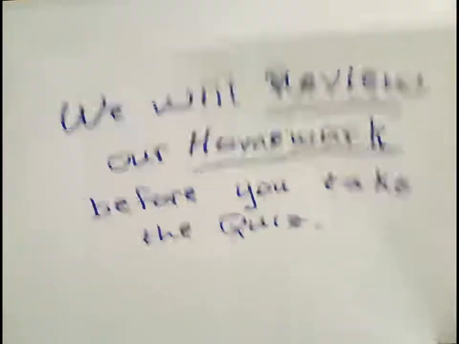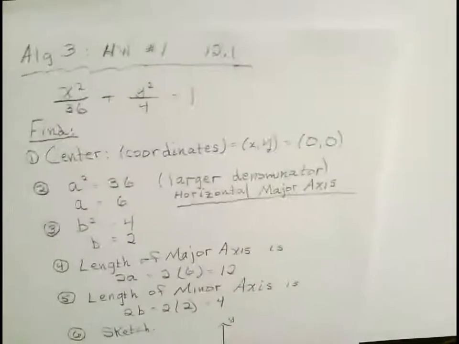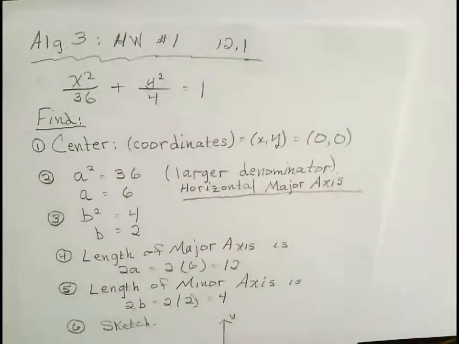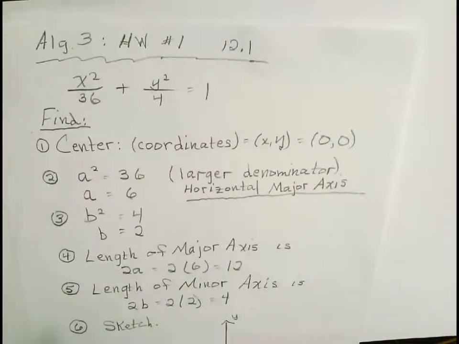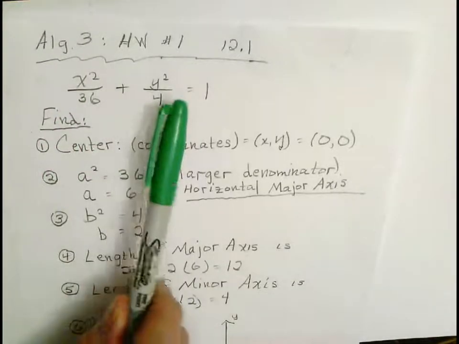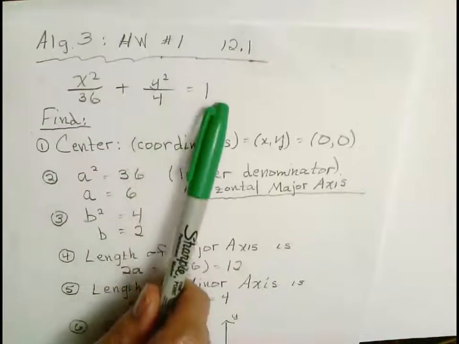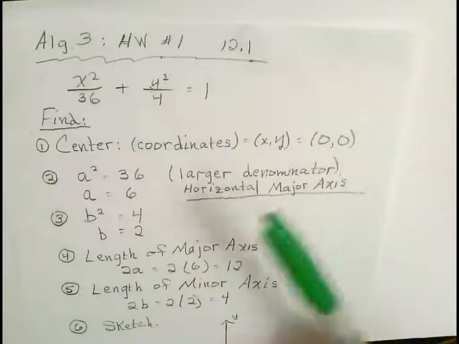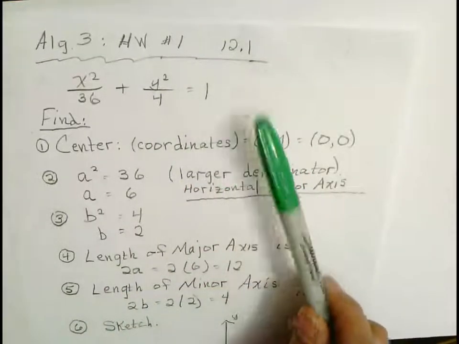Our first homework problem was the ellipse. X squared divided by 36 plus y squared divided by 4 equals 1. Remember, for an ellipse, it must always be equal to 1.